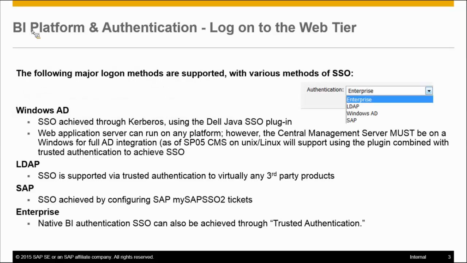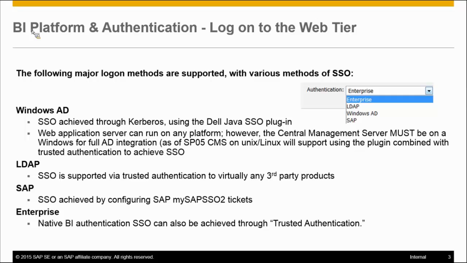So for the first slide, here we are going to show you the single sign-on options that you have within the BI platform. So it's essentially around Windows AD, Active Directory, LDAP, integration, SAP, obviously for any connectivity with BW or with HANA, and finally enterprise authentication, which is fully integrated with the BI platform.